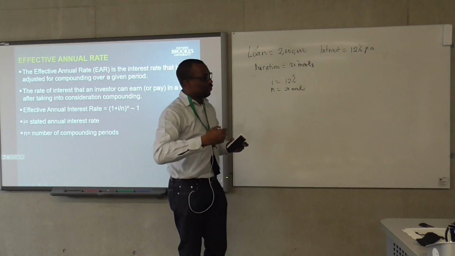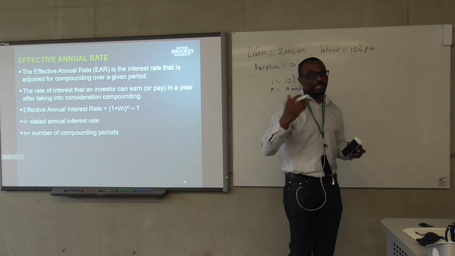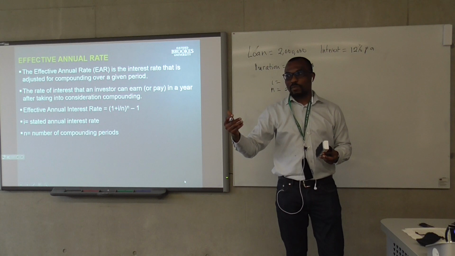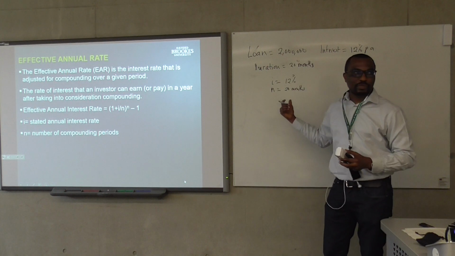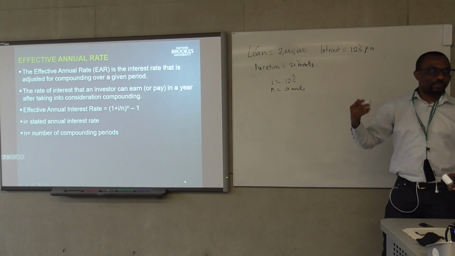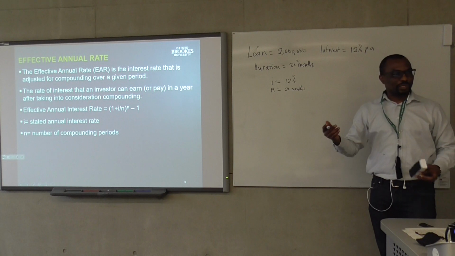If the duration were to be maybe quarterly, let's say 8 quarters to pay, the N here will be 8 quarters. So N is always your number of compounding periods. It can be daily period, it can be monthly period.